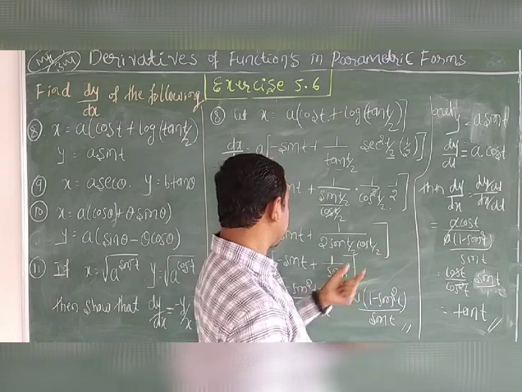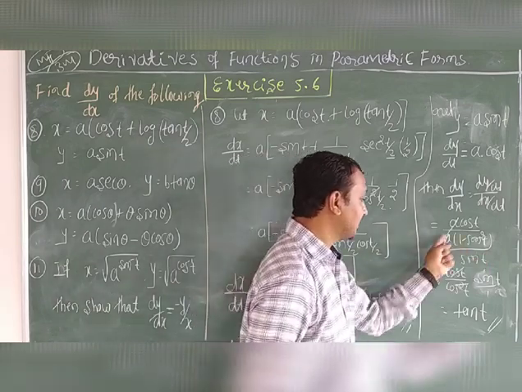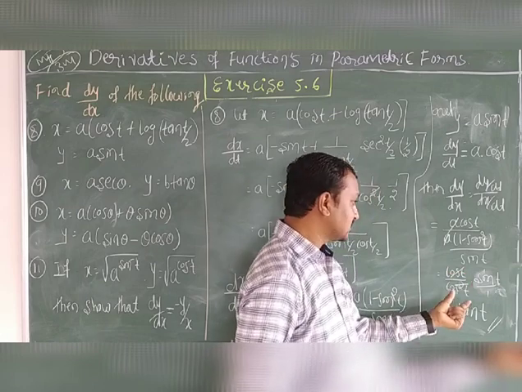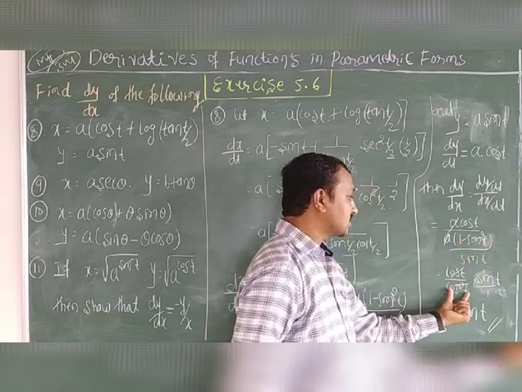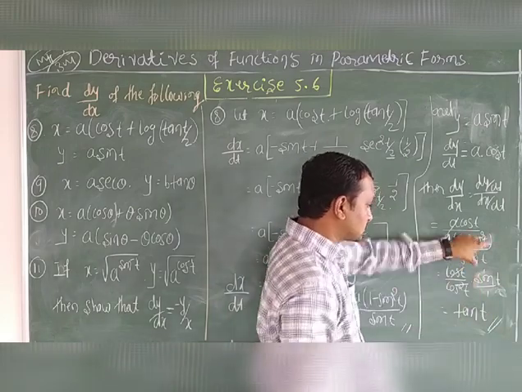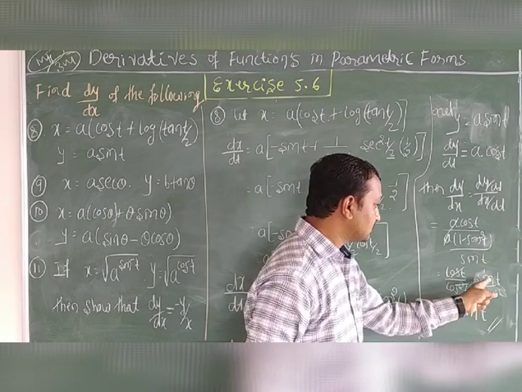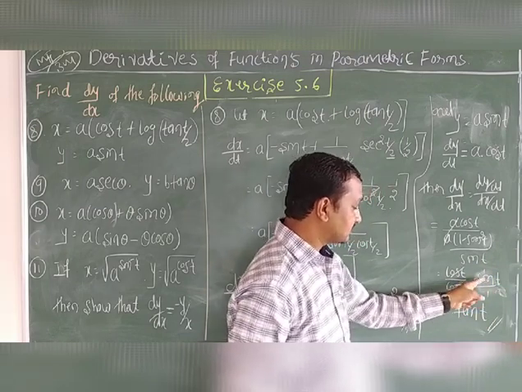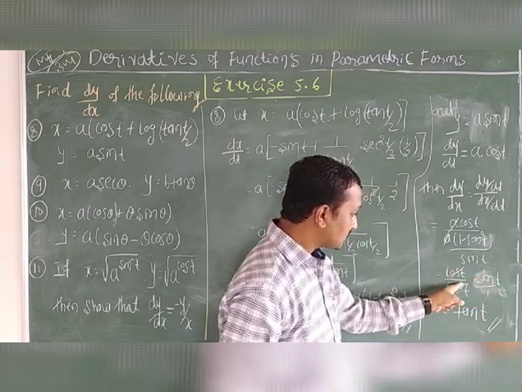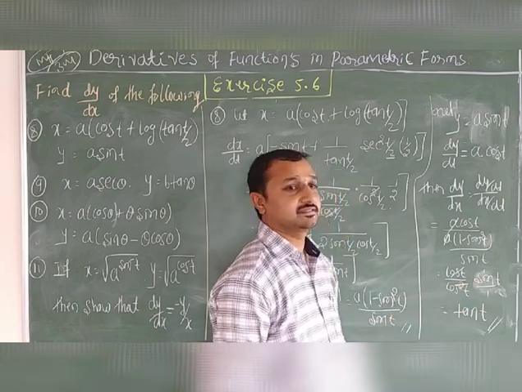So dy by dt is a cos t and dx by dt is a in the bracket, what is that? 1 minus sin square t divided by sin t. Okay. So a gets cancelled. Cos t as it is. Then 1 minus sin square t is cos square t. So sin t reciprocal it will become. This term becomes reciprocal and sin t is in the numerator. So then sin t and sin t as it is, 1 cos t gets cancelled. So sin t divided by cos t is tan t, which is the answer.